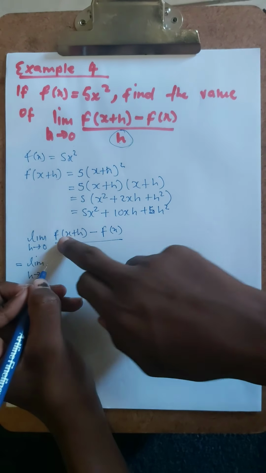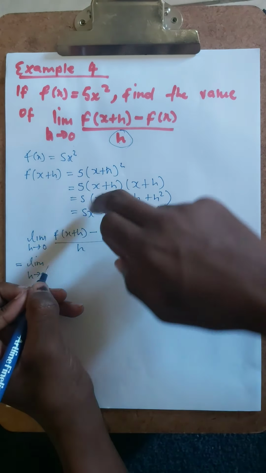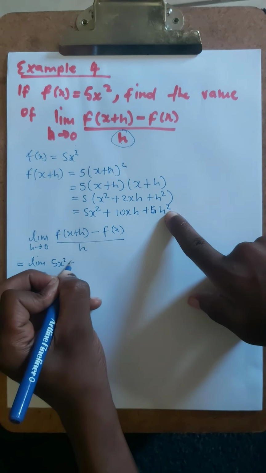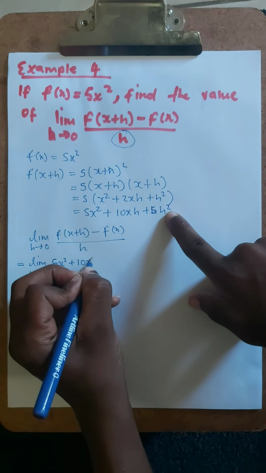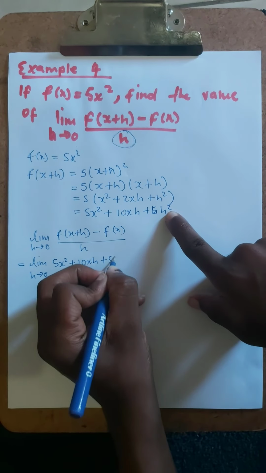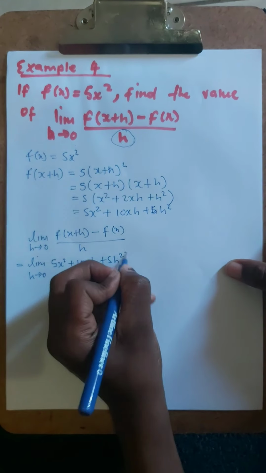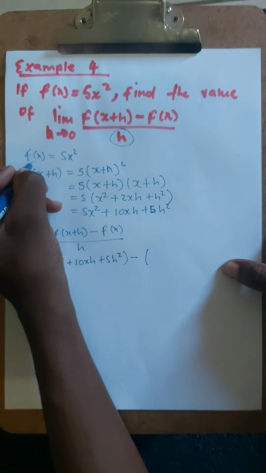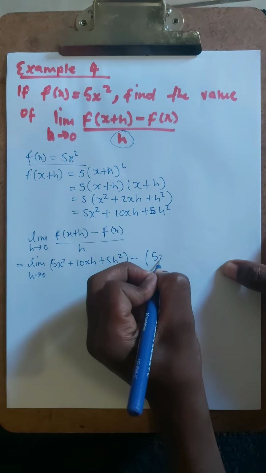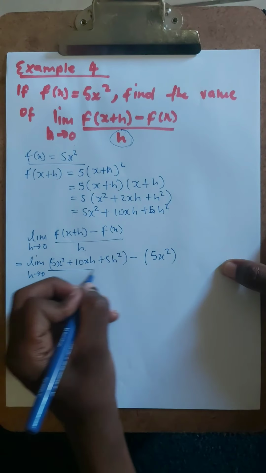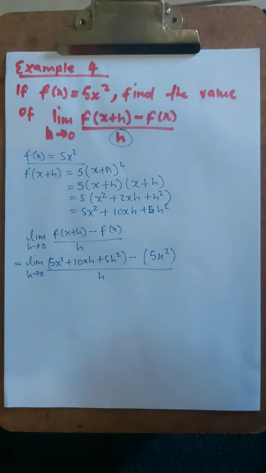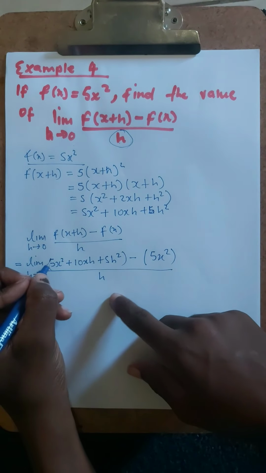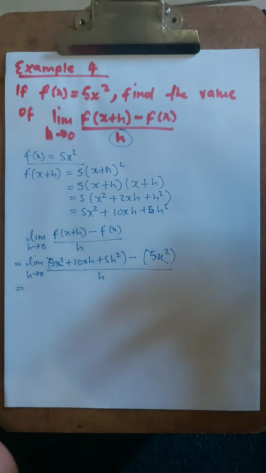What do we have? F of x plus h, we substitute it in, and f of x is 5x squared. Now solve it and you see that 5x squared minus 5x squared is 0.